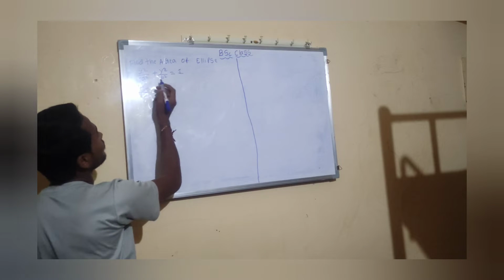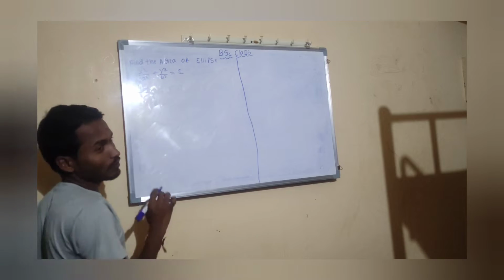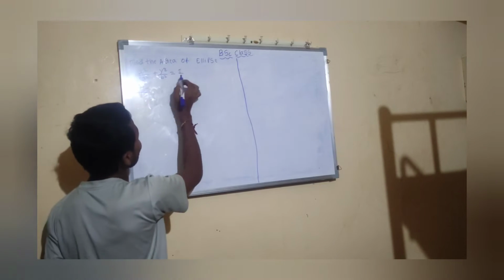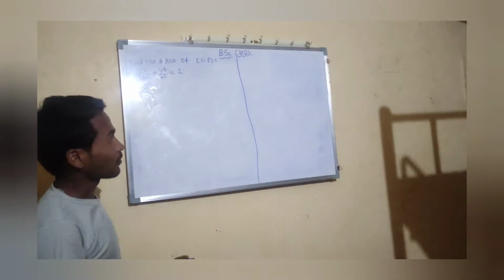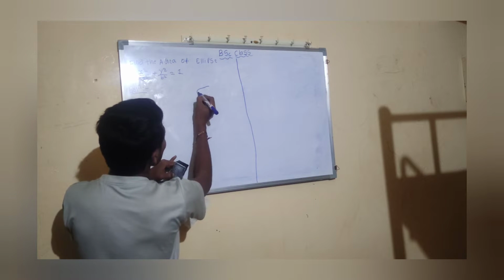Find the area of the ellipse x square divided by a square plus y square divided by b square equal to 1. So what we need to find out is the area of the ellipse. What does an ellipse look like? Suppose you take an ellipse.